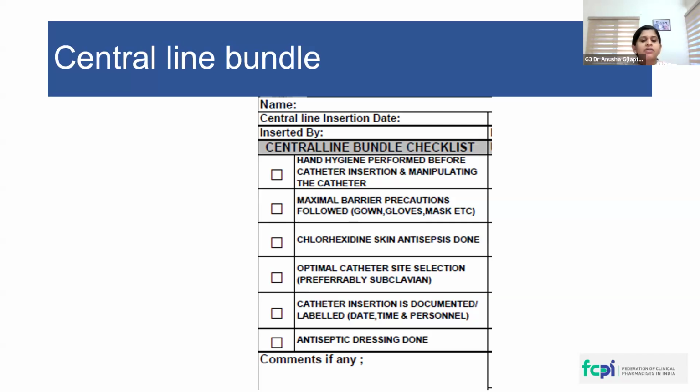Like the jugular vein. And as soon as the CVC is inserted, you have to document the date and the time on the catheter. So it has to be labeled, and an antiseptic dressing must be done. So this is the insertion bundle of the central line.